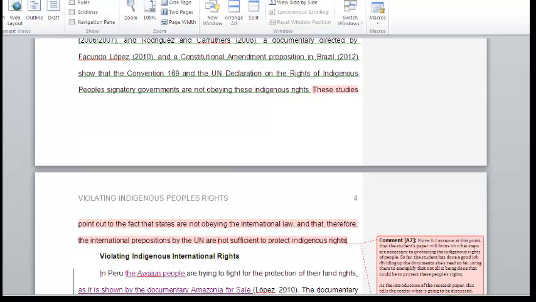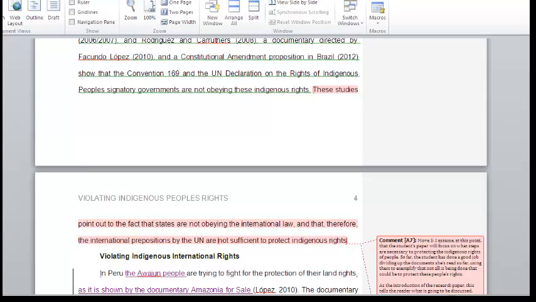And then finally, the last part of this paper before we get into, if you see violating Indigenous international rights on the 4th page in bold, this is the author's subhead that's going to signify this is probably the body of the paper starting. So you can see at the end of this introductory section, she's got this sentence, these studies point out the fact that states are not obeying the international law and that therefore the international prepositions by the UN are not sufficient to protect Indigenous rights.